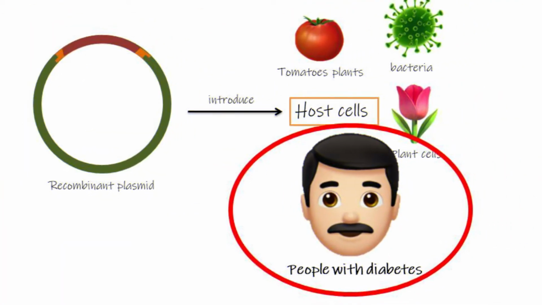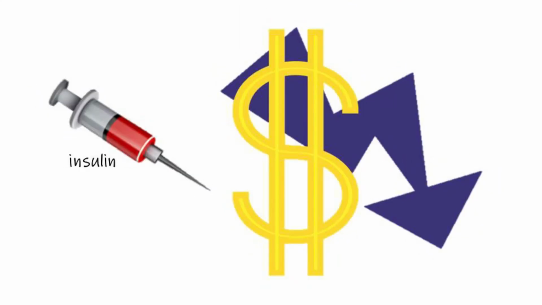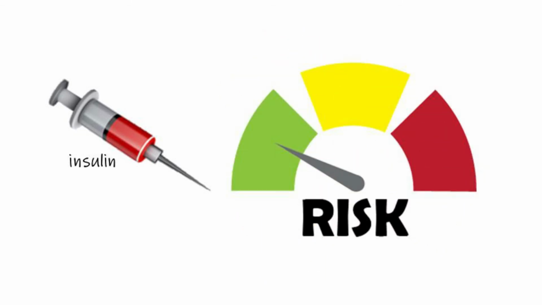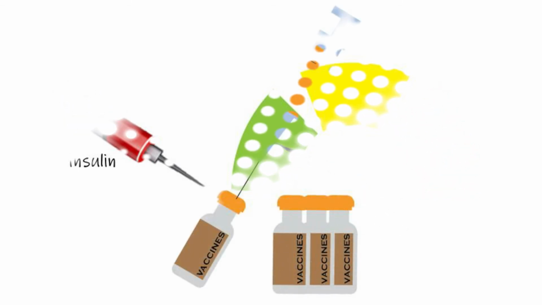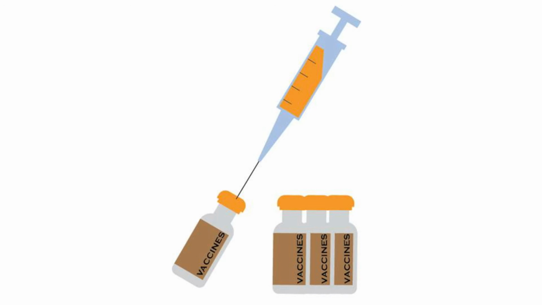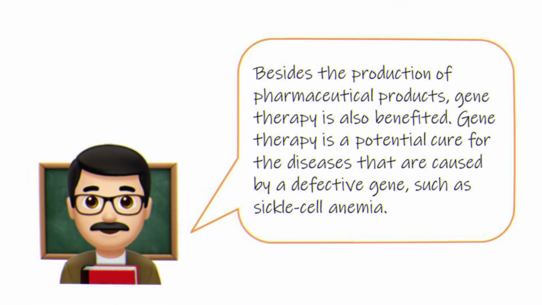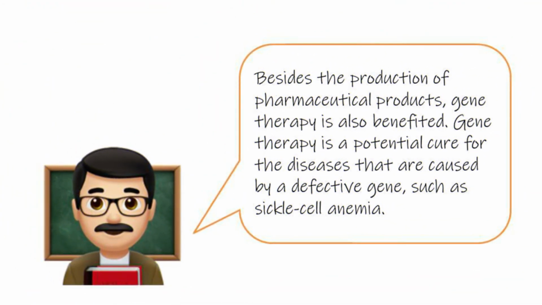As mentioned before, human insulin can be produced using the recombinant DNA technology. Patients with diabetes can receive the injection at a lower cost and lower risk for infections and rejection by the body's immune system, as the insulin produced by the recombinant DNA technology is pure and structurally the same as the insulin secreted by the human body. Other than human insulin, vaccines can also be produced by the recombinant DNA technology. Besides the production of pharmaceutical products, gene therapy also benefits.